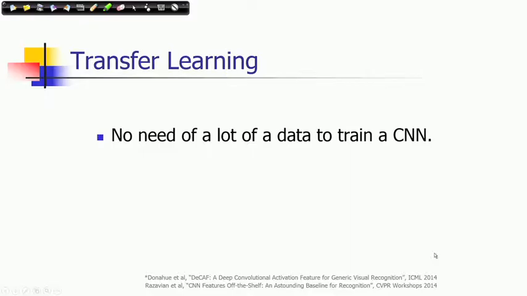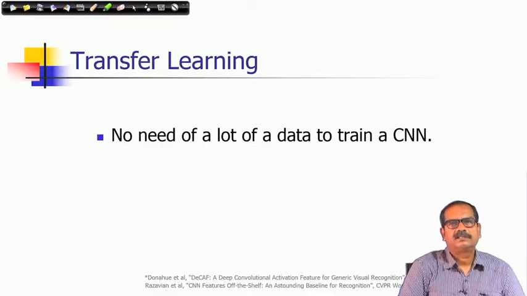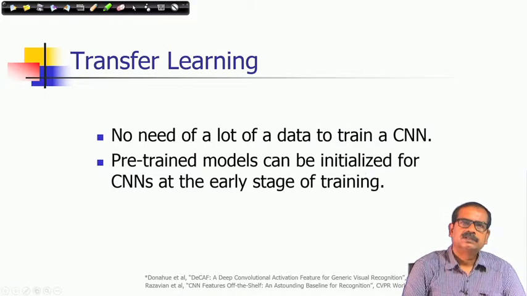One policy for initialization of the weights is called transfer learning, and in this case even if you have a small data set, you can work with the deep learning paradigm. You do not require a lot of data to train a CNN. Usually deep learning requires a lot of data, but you can use a pre-trained network which has been trained on a very large data set for some applications, and use that feature representation in your own application. So, pre-trained models can be used to initialize CNNs at the early stage of training.